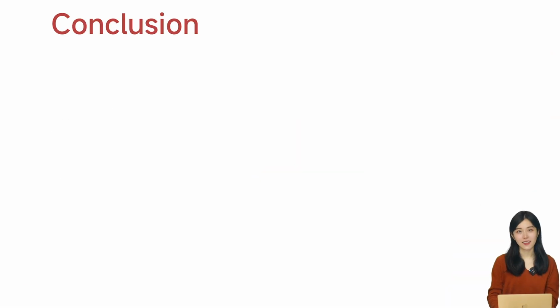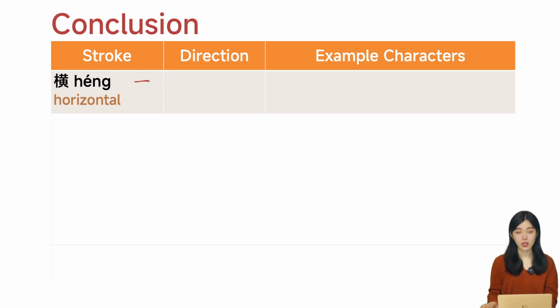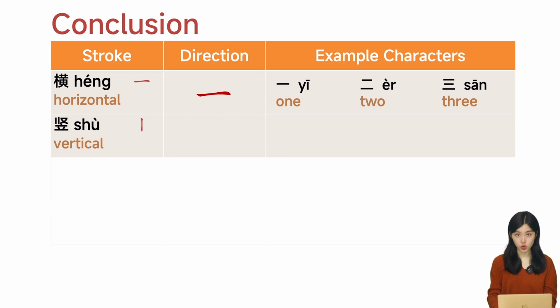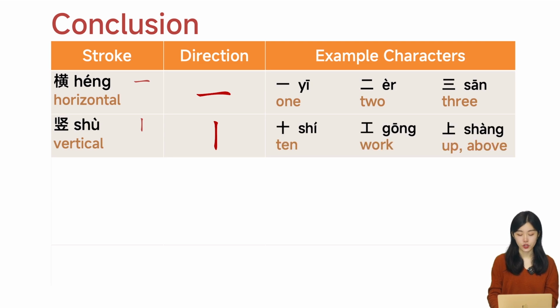You finished the class. Let's conclude all the strokes and example characters we learned. Please read it after me and get a paper to try to write it with me. First, we'll learn 横. We write it from the left to the right. And we have 3 example characters: 一 二 三. 竖. We write it from the top to the bottom. And we have 3 example characters: 十 公 上.